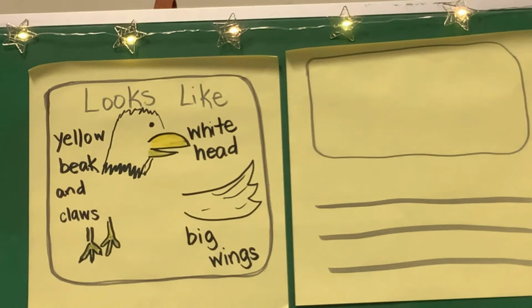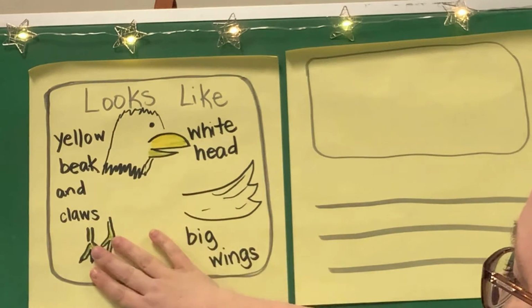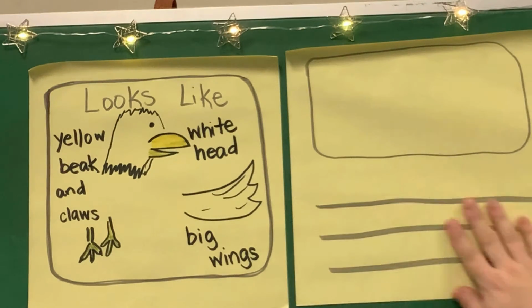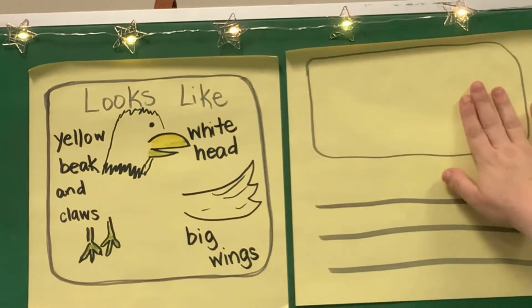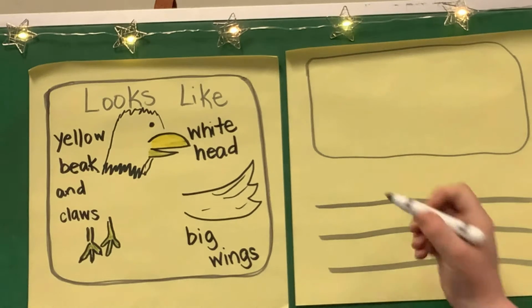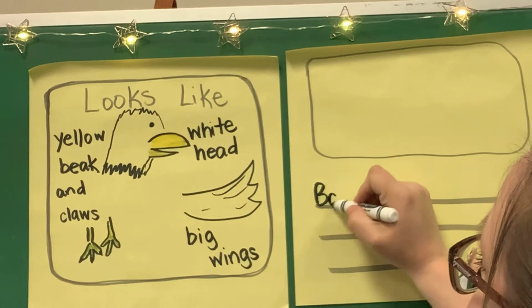So what I'm gonna do is I'm gonna look at what I have so far. I have yellow beak and claws. I have white head and big wings. Now I'm gonna create a sentence over here. Up here I'm gonna draw the picture when I'm done, but here's where I'm gonna put the text or the sentences that I write. And I think what I'm gonna say is bald eagles have a yellow beak and claws. So I'm gonna start that here. And I need a capital letter at the beginning.